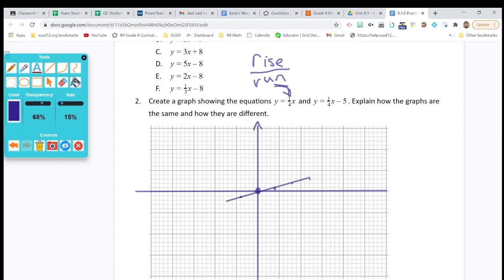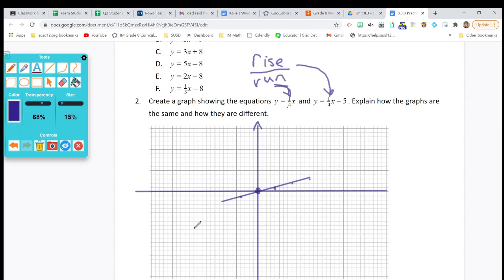Great. Now you got it. Then draw a line connecting your points. See, I can just look at this equation, and I know it starts at 0, 0, and the slope is 1/4, so I can just count that as I go. Now, let's look at the next equation.